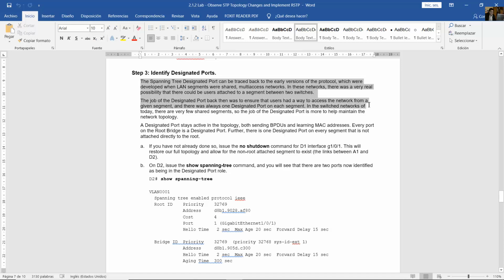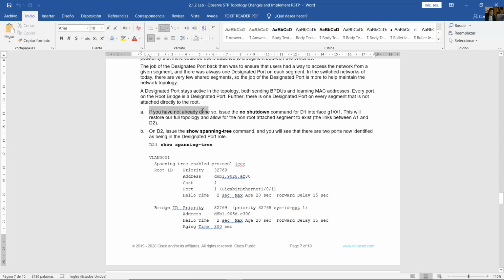In the switched networks of today, there are very few shared segments, so the job of the designated ports is more to help maintain the network topology. A designated port stays active in the topology, sending BPDUs and learning MAC addresses. Every port of the root bridge is a designated port. Further, there is one designated port on every segment that is not attached directly to the root.